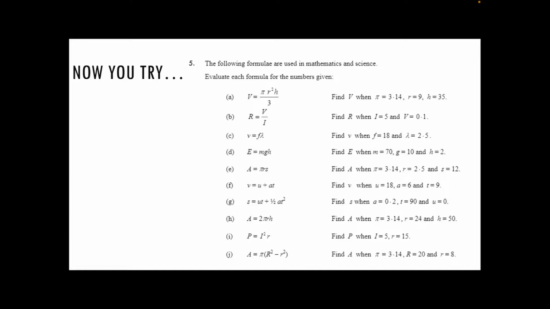Now it's up to you guys if you want to pause the video and try these 10 questions here. So for each part, for example part A, you've got your formula here is that V equals pi r squared h over 3, and you are going to sub in for pi, for r and for h. So each question has a formula and different numbers to sub in.